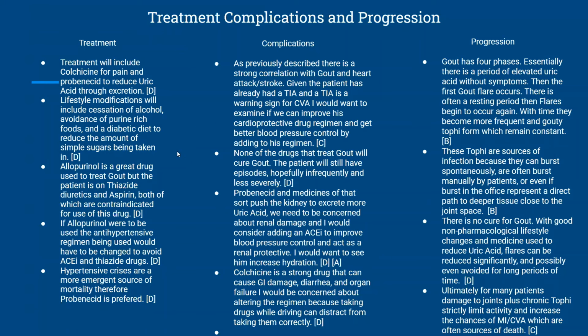I also want to do some lifestyle modifications. We're going to cut the alcohol, we're going to cut the purine-rich foods, and I'd actually like to put him on a diabetic diet because that's going to reduce the amount of simple sugars. My point is I'm trying to tip the system back over towards where he's producing a lower amount of uric acid, and we're helping him get rid of that uric acid by excreting it out of his kidneys a lot better. Now, I'd love to give him allopurinol.